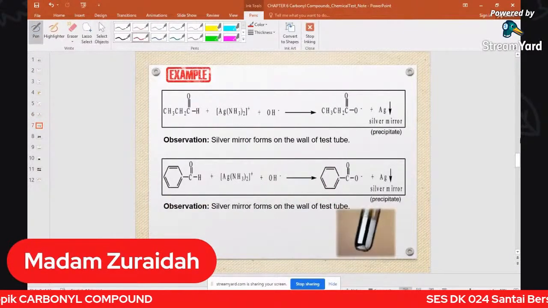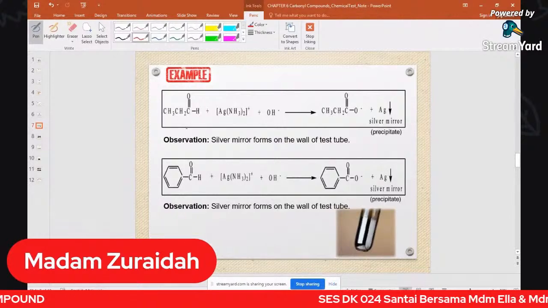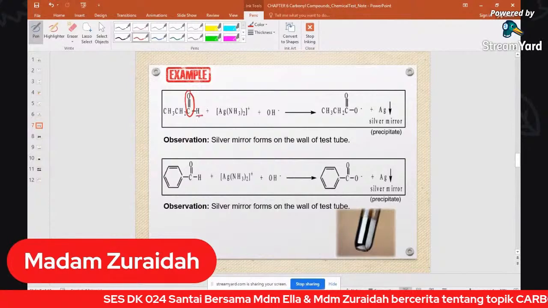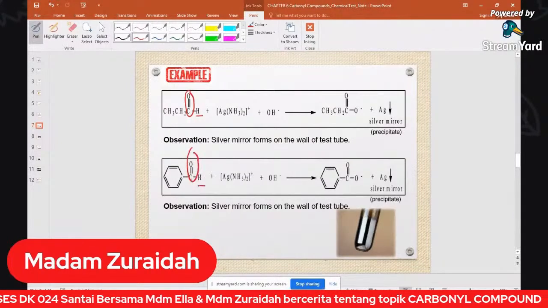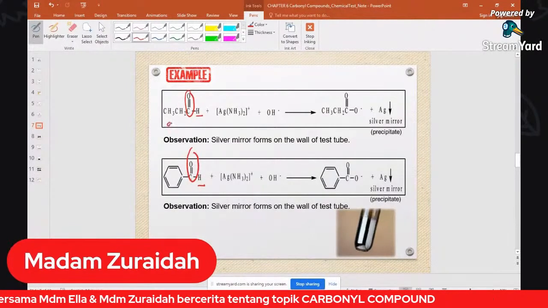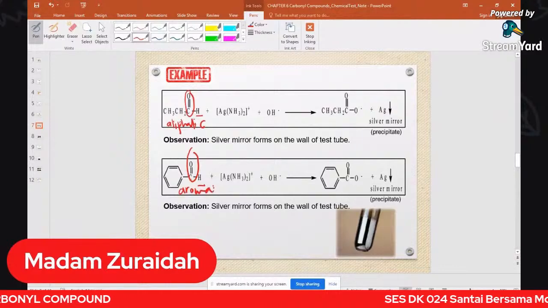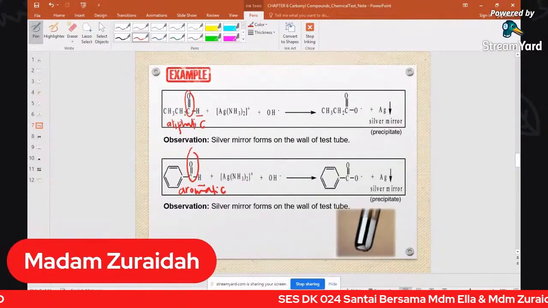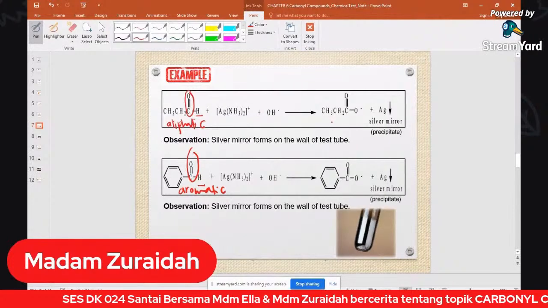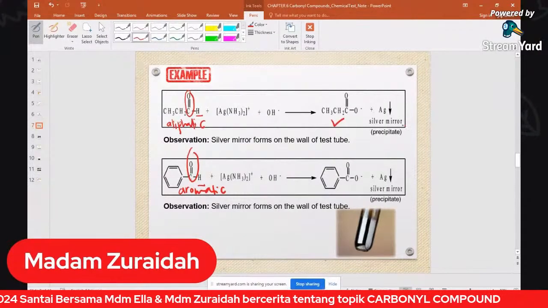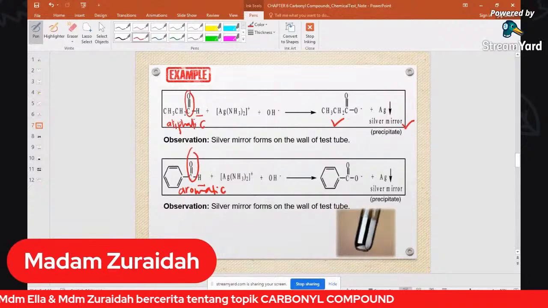Next, ini adalah example class. Kita ada aldehyde. Why cikgu panggil ni aldehyde class? Kita ada carbonyl group with hydrogen. This is our aldehyde. Cuma class yang ini example cikgu pakai aliphatic aldehyde. Yang kat bawah ni we use aromatic aldehyde. Aliphatic aldehyde treatment dengan Tollens reagent we produce carboxylic ion and silver mirror precipitate form on the wall of test tube. This is our observation.